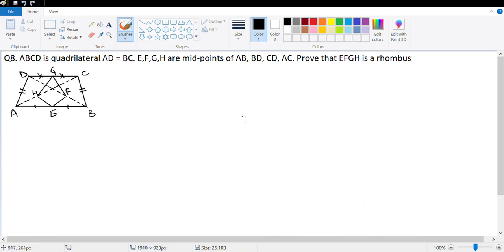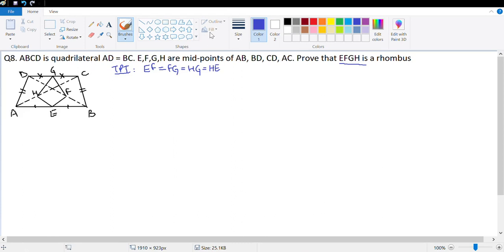Let's look at the question. Question number 8 says ABCD is a quadrilateral in which AD is equal to BC. Already marked. E, F, G, H are midpoints of AB, BD. Okay. We need to prove that EFGH is a rhombus. So how can we prove it to be a rhombus? If we prove that these 4 sides are equal. So what I need to basically prove is EF is equal to FG is equal to HG is equal to HE. All 4 sides are equal. If I can prove this, I will be able to prove that this is a rhombus.